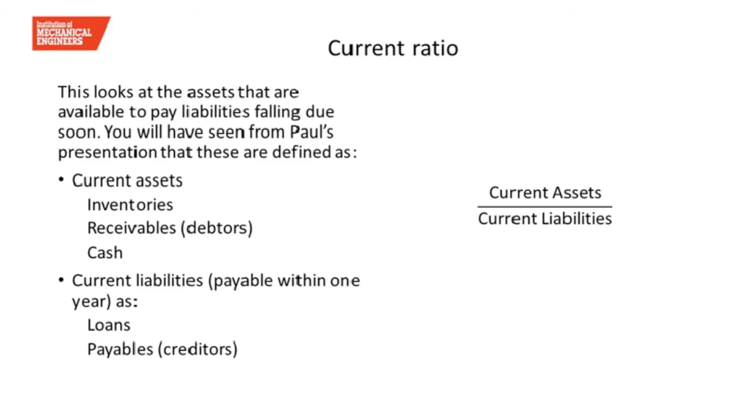The higher the ratio, the better the company's liquidity position. It should be at least 1 as an absolute minimum. Anything below this indicates potential problems.